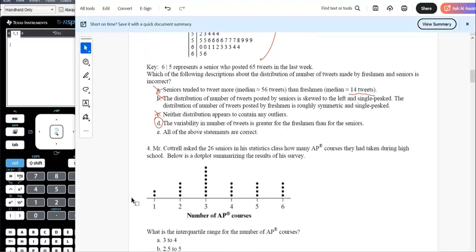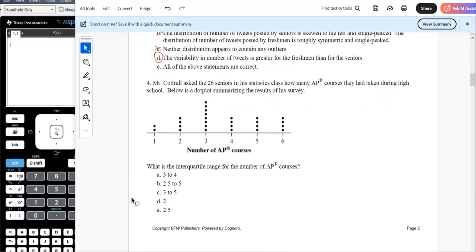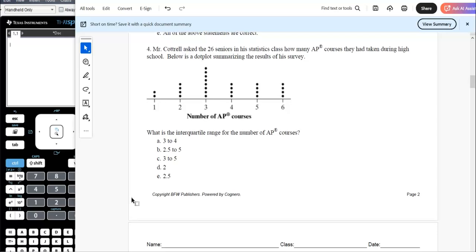I didn't do it, but you can figure it out. Mr. Cottrell asked the 26 seniors in his stats class how many AP courses they had taken during high school. Below is a dot plot summarizing the results of the survey. Okay, so what's the interquartile range? So I have to count this out. So 26, so I know that the 13th and 14th terms are the median.